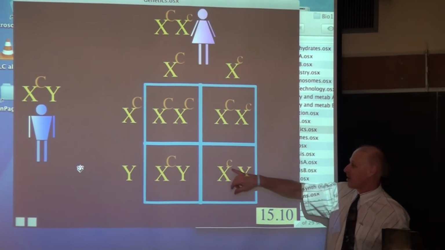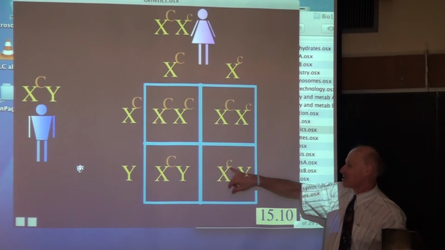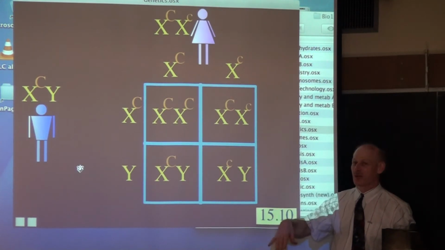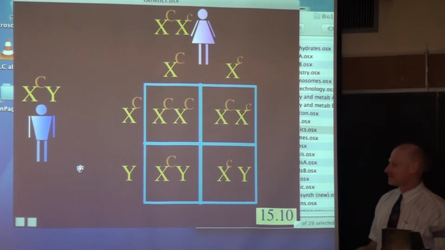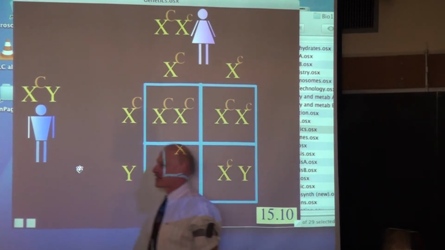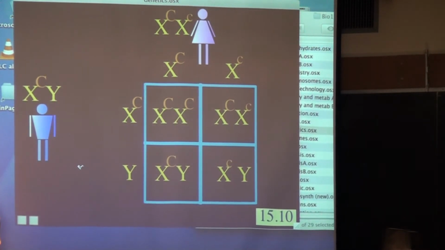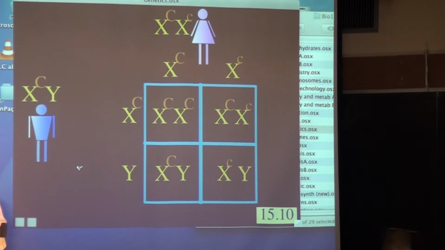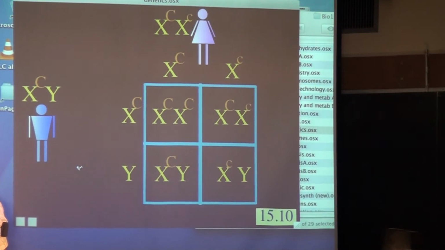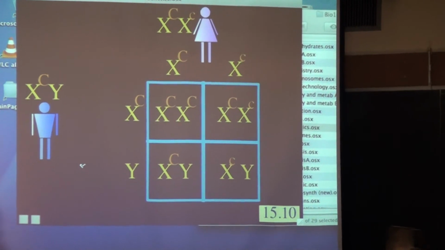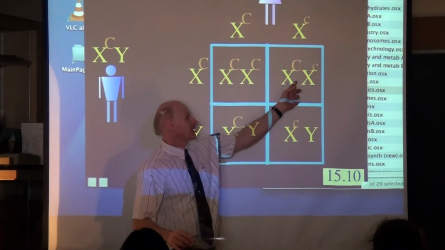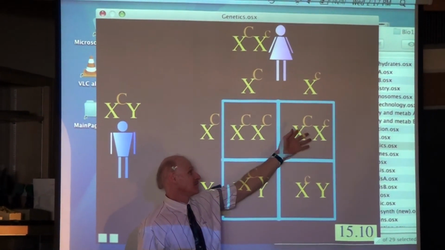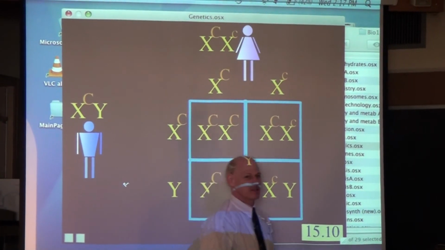But with the male, all he has to do is get one bad gene, because he only has one X chromosome, and then he's sunk. He's got the genetic disease. And so I tried to say that here. The non-Mendelian genetics is this: men show more recessive phenotypes for these sex-linked genes because they don't have a second X chromosome like the females do that can cover up the recessive by having the dominant.